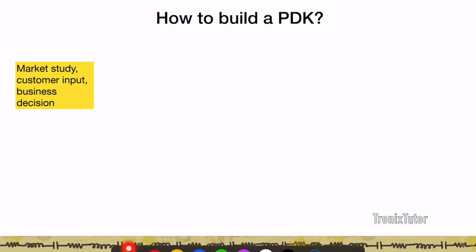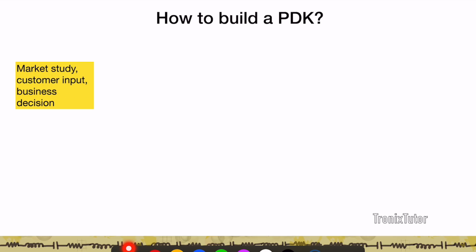So first thing is as a foundry. So this is done at the foundry end of the market, right? Because say a TSMC or a Samsung or an Intel or GlobalFoundries or any of the foundries that are available, they are going to build a PDK for their customers. So they initially start with the market study, figuring out what is it that most of their customers need.